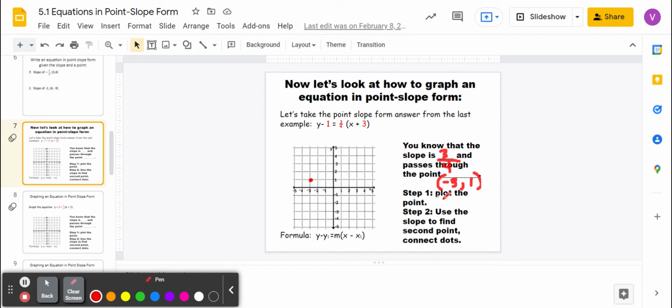And then step 2 is you're going to use the slope to find your second point. So slope is 3 over 4. So rise over run, we're going to go up 3. Remember, 3 units up and 4 units to the right. All right, 3 units up, 1, 2, 3, and 4 to the right, 1, 2, 3, 4. This should be our second point. You want to connect both. Draw your arrows, extend your lines, and there you go.